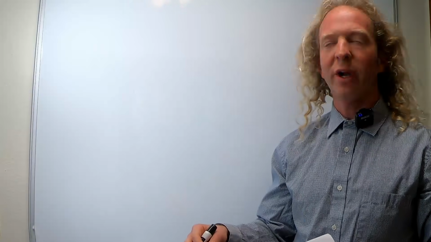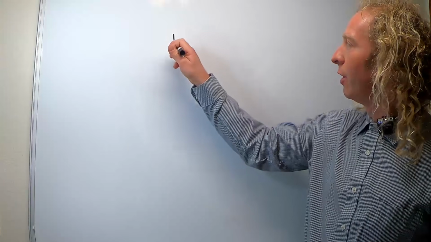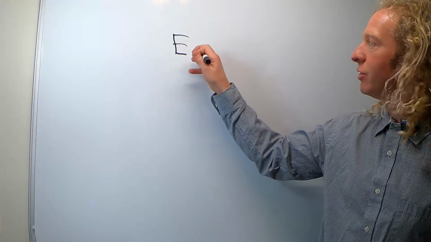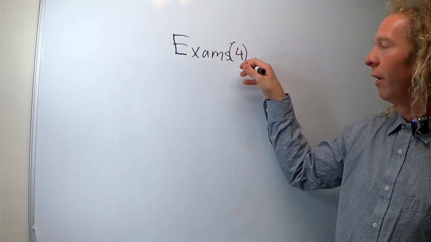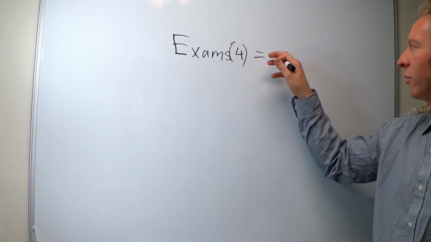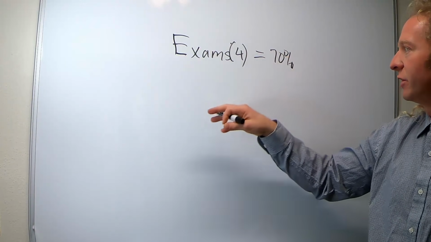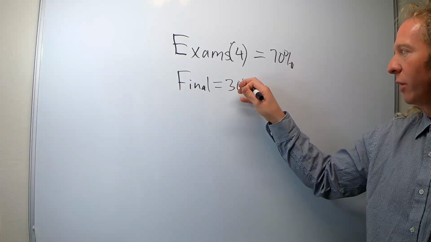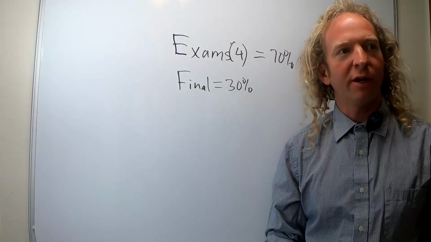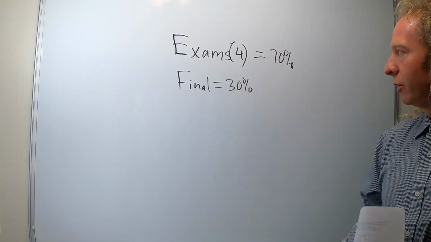So in this class, the grade breakdown is as follows. There are some examinations. The exams, there's 4 of them, and they are worth 70% of the grade. Then there is a final that is worth 30% of the grade. And the homework is just good to do.